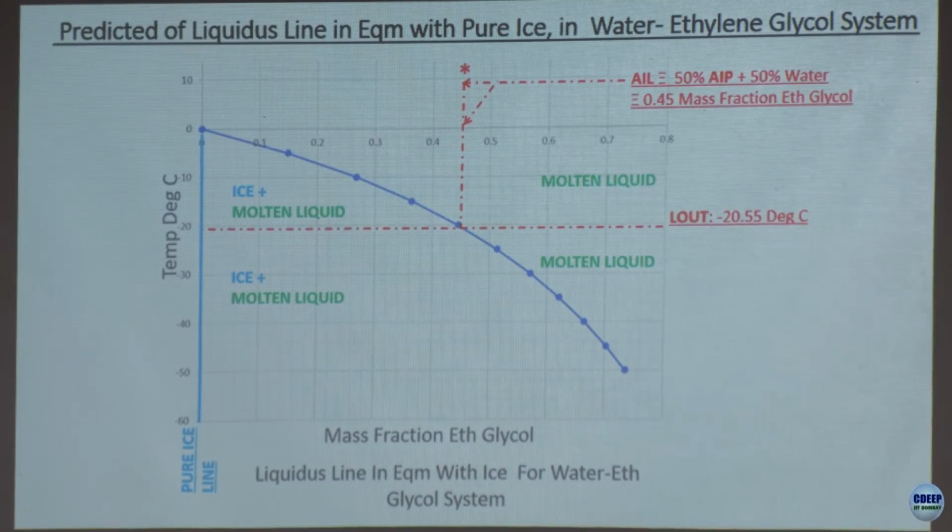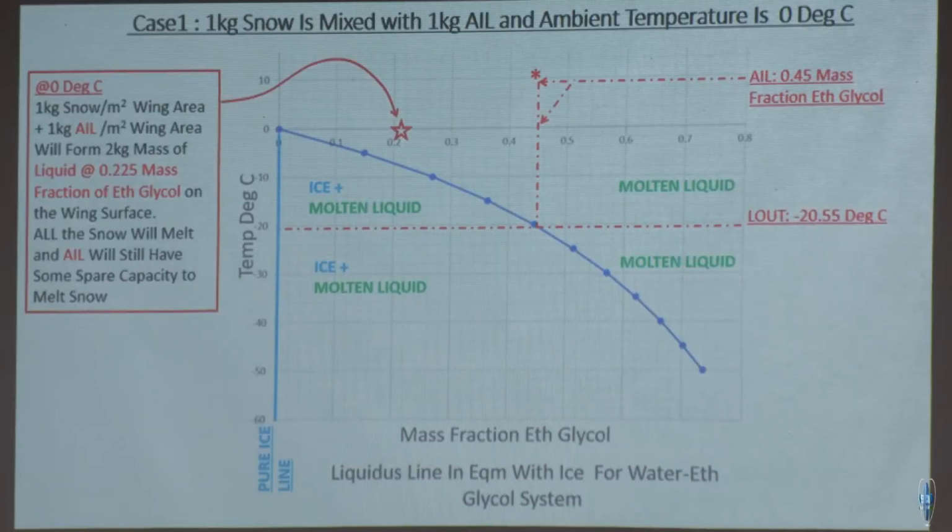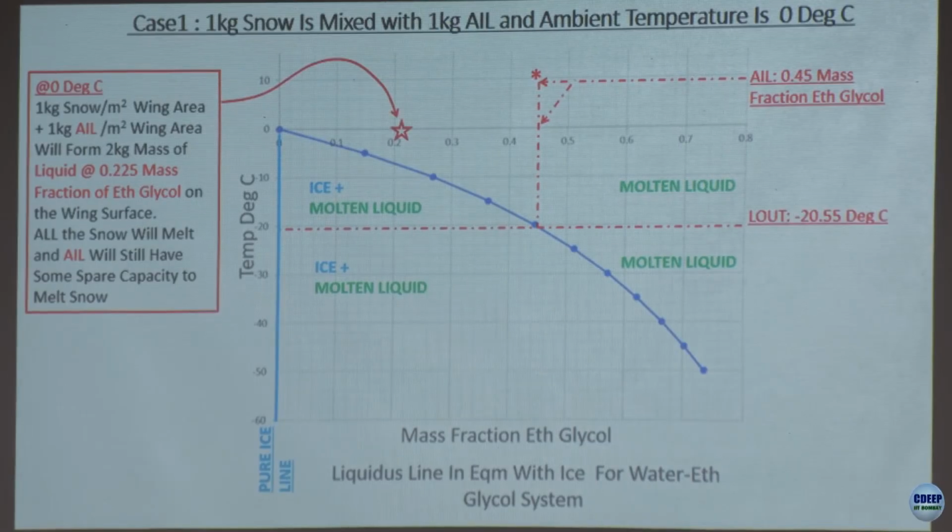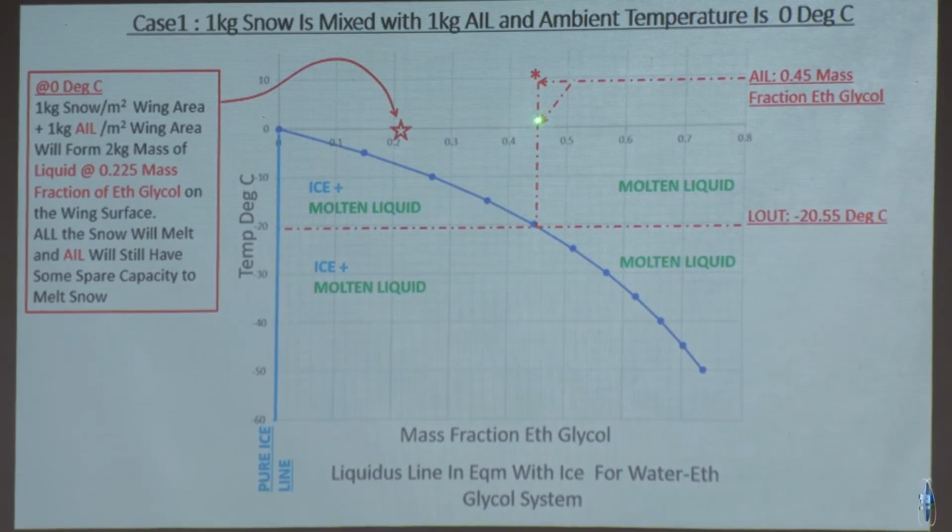The case 1, for the sake of simplicity, let us assume that the snow per meter square of the area is only 1 kilogram and the anti-icing liquid is also 1 kilogram per meter square of the surface of the plane. So therefore, if 1 kilogram of this composition is mixed with 1 kilogram of pure ice, we will get approximately 0.225 as the weight fraction of the ethylene glycol.